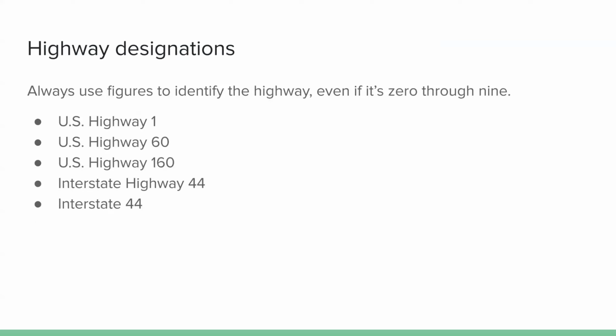Highway designations are a little different in that regard. When we start talking about highways, we're just going to use figures for everything, even if it's 0 through 9. So US Highway 1, a fairly famous road in the Western United States, that's written as a figure. Highway 60, Highway 160, they're all written as figures. 2 ways to do interstates. You can say Interstate Highway 44, or you can just say Interstate 44, and both are considered acceptable on first reference. I didn't put this on the slide, but on second reference, you're allowed to say I-44 with a hyphen if you want to.